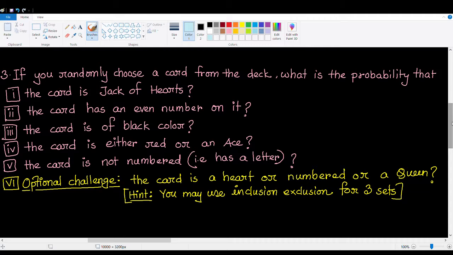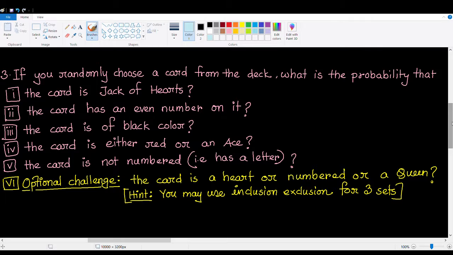Question number 4 asks you that the card is either red or an ace. This is a relatively tricky question. For the card you have chosen, what is the probability that it's either red or an ace? You have to determine how many red cards there are, and also how many aces there are. If you simply add them together, will there be any overcount or not? You have to find that by yourself. The principle of inclusion and exclusion will help you solve this problem.